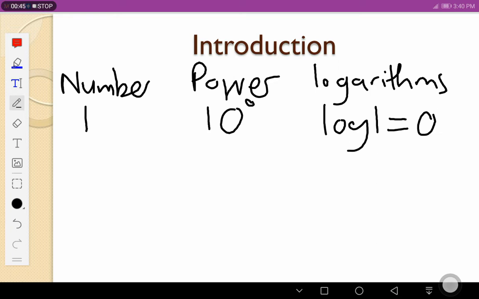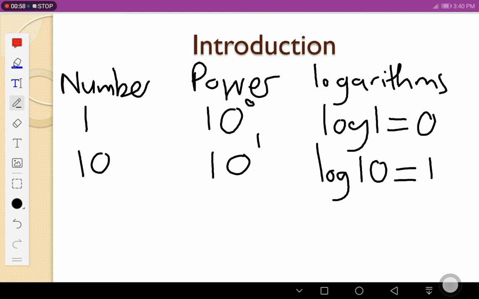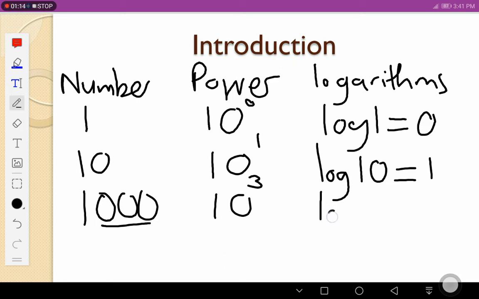Now let's continue this. Let's say we now have 10, so it's now 10 to the power of 1. Then in terms of logarithms, that's log 10 and it's equal to 1. Going down, we can go as far as 1000. 1000 is 10 to the power of the zeros. The power is the number of the zeros that we have, so this becomes 10 to the power of 3, and it's log of 1000 and it's equal to 3. It's like we are taking the power.